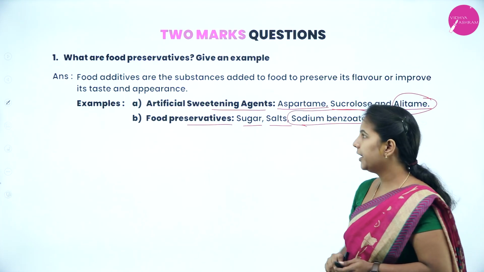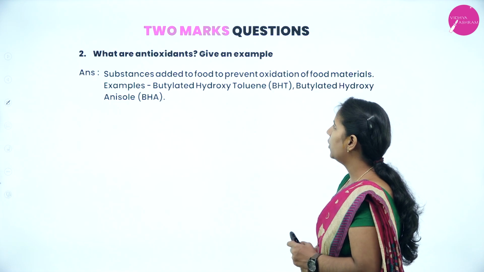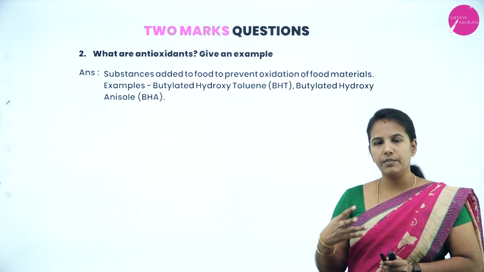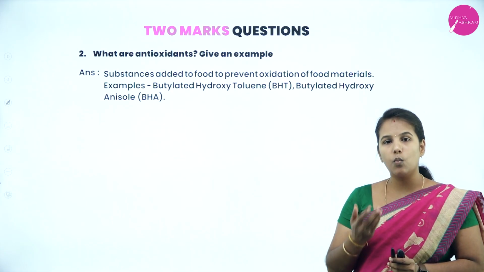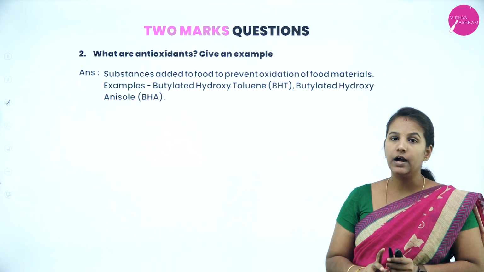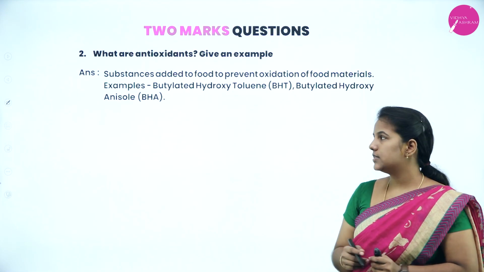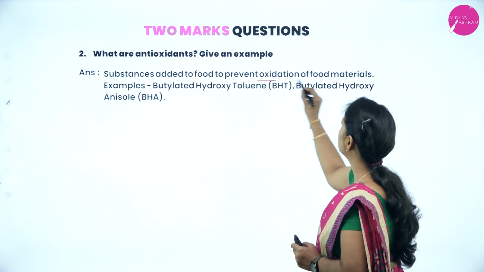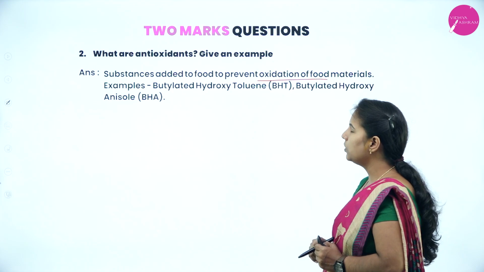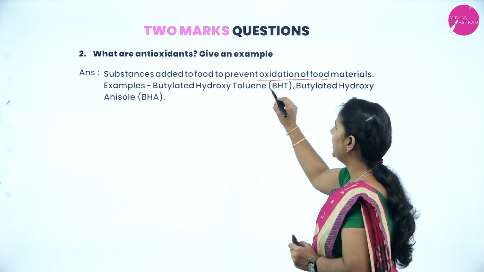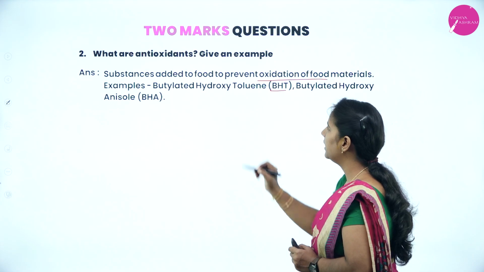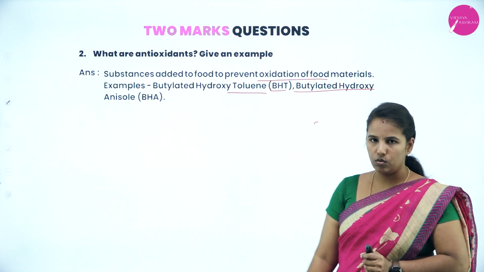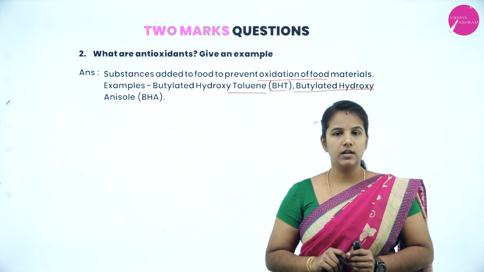You must know that. Okay, next, what are antioxidants? Give an example. Sometimes, if you keep food for a longer time, it can easily get oxidized. In order to avoid that, we add antioxidants. So what are antioxidants? Substances which are added to food to prevent the oxidation of food materials are known as what? Antioxidants. Examples: BHT, which is known as butylated hydroxytoluene, and butylated hydroxyanisole.